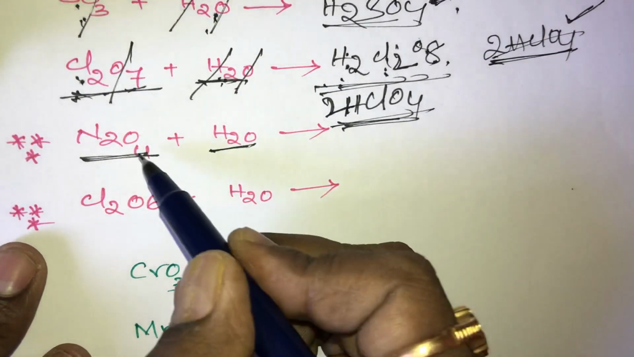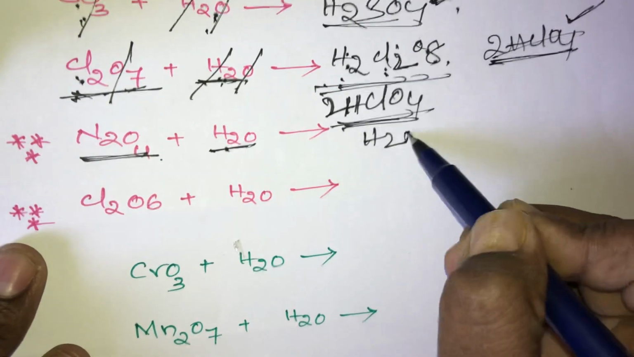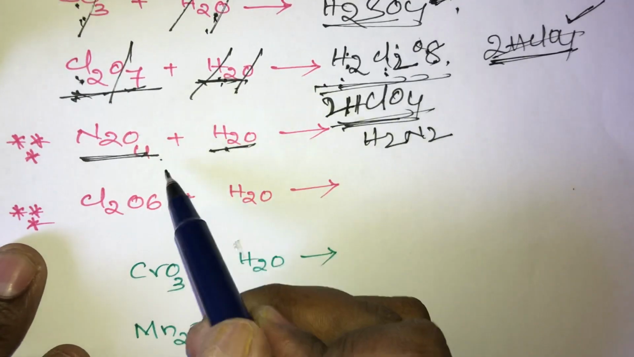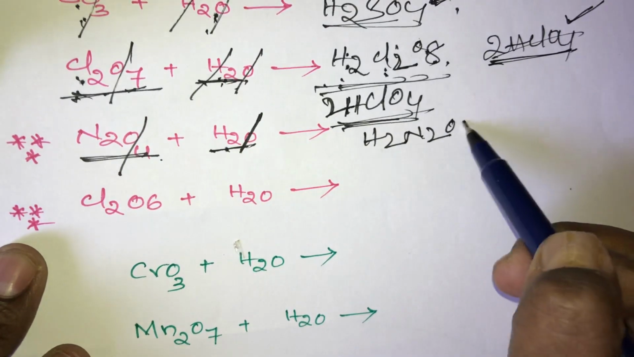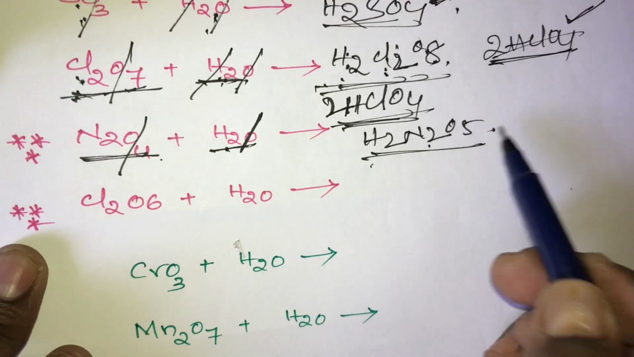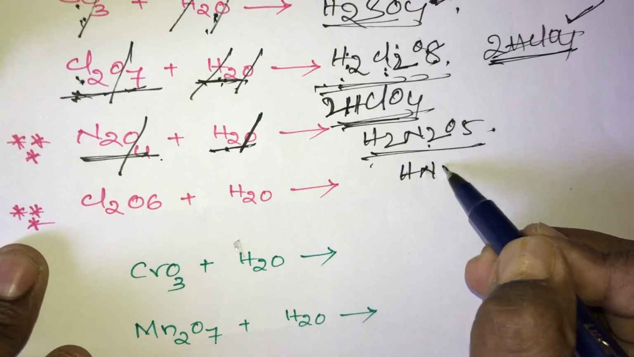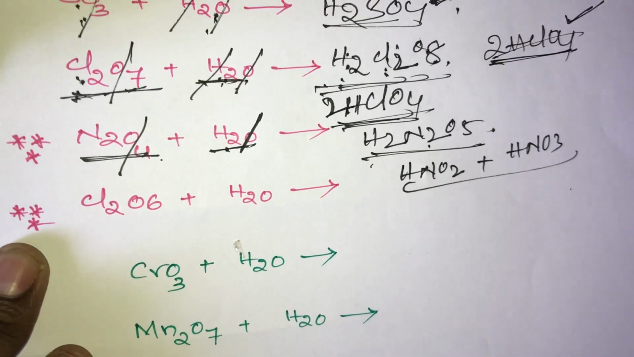That is N2O4. Here 2 hydrogens are there, that is H2N2. Here the total number of oxygens: 4 oxygens here, 1 oxygen from here. So total 5 oxygens, H2N2O5. We can write the average reaction, that is one is HNO2 plus another one is HNO3. We can write it balanced.